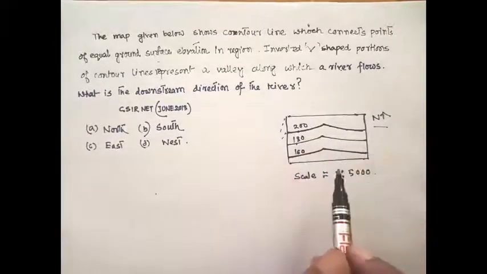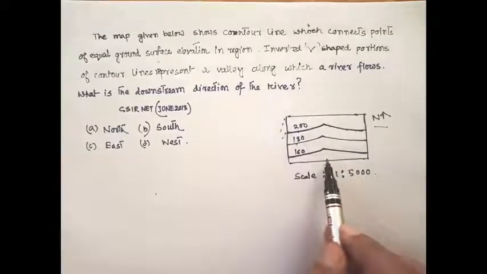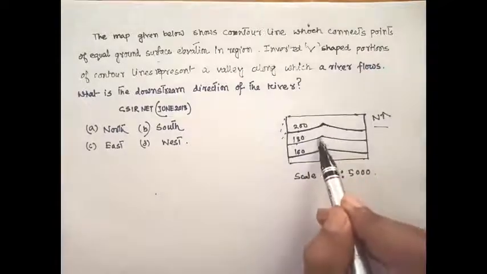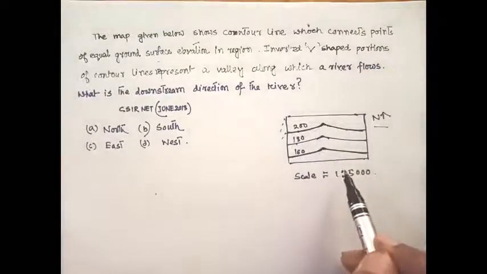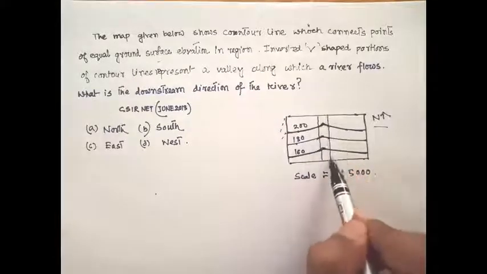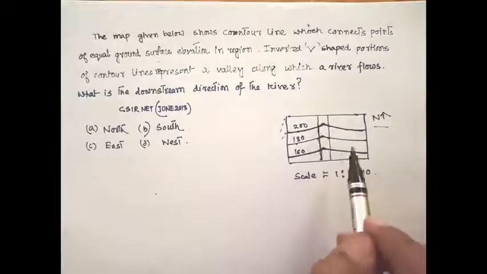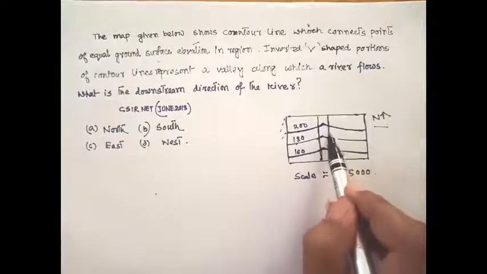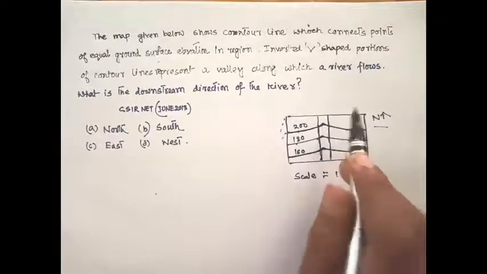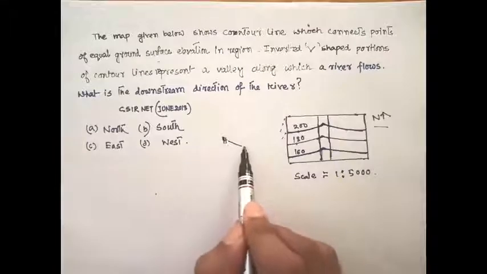So in this case you see the height of this place will be higher and the height of this place will be lower. So along this inverted V-shaped line there is a river flowing. In this case it is asked what will be the downstream direction of the river. So you see the river flows from high to low altitude, from higher altitude to lower altitude.